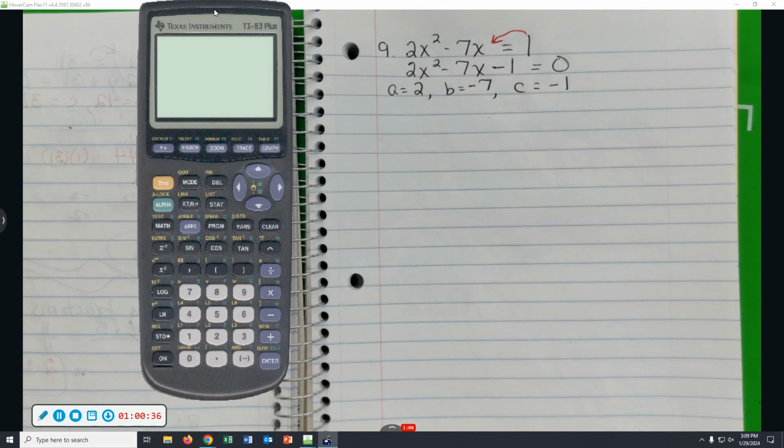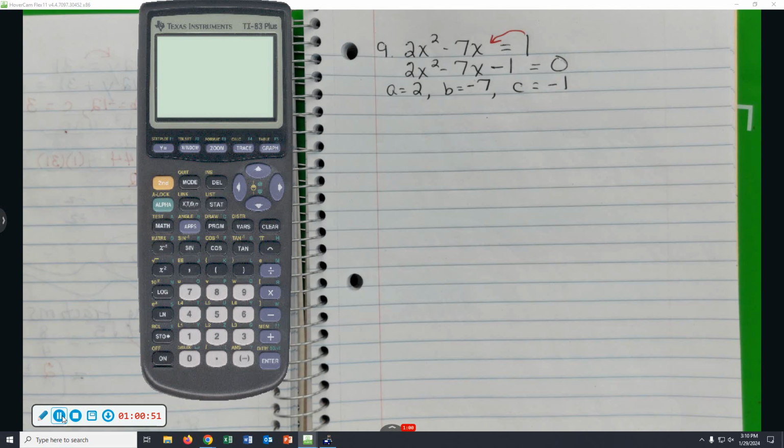Every time I do a quadratic formula problem, I write down the formula, and I suggest you do that too. Okay? Negative b plus or minus the square root of b squared minus 4ac all over 2a. Let's write it down, the formula. I think I'll do it in purple.